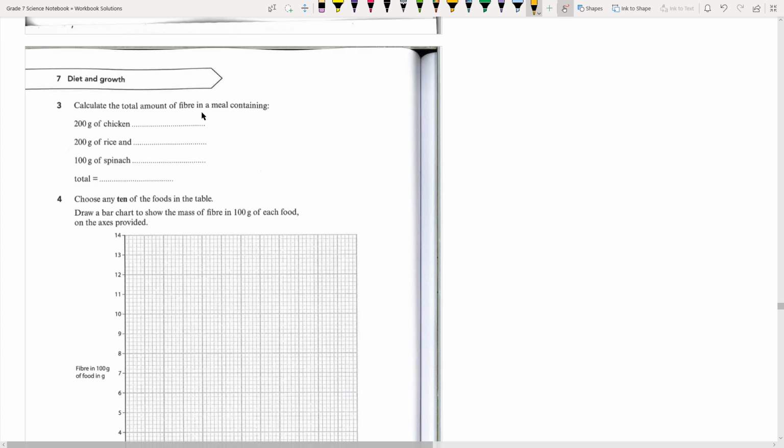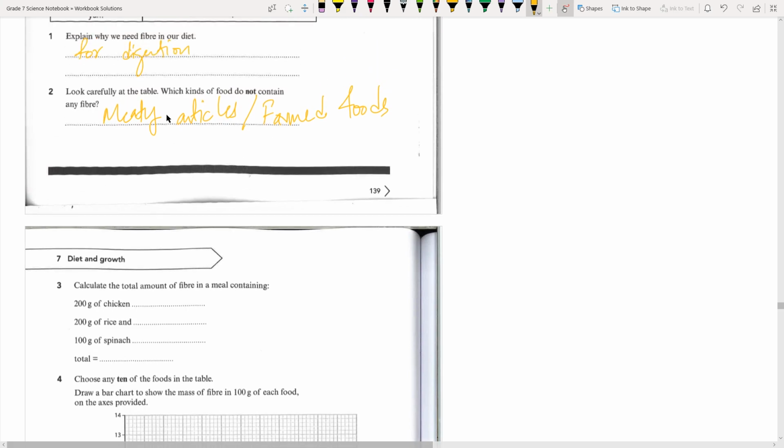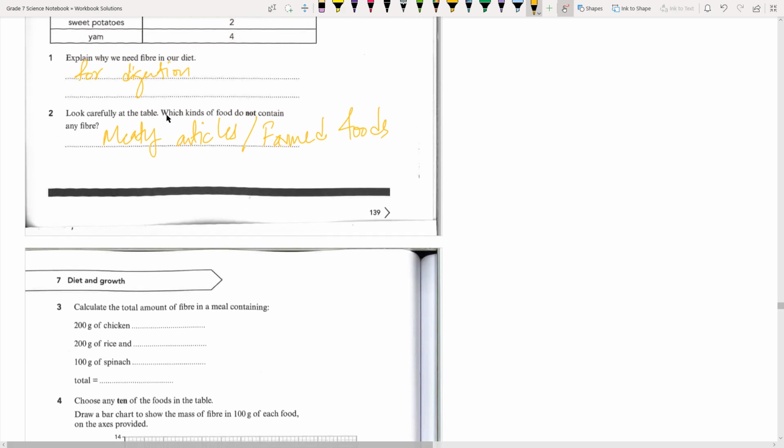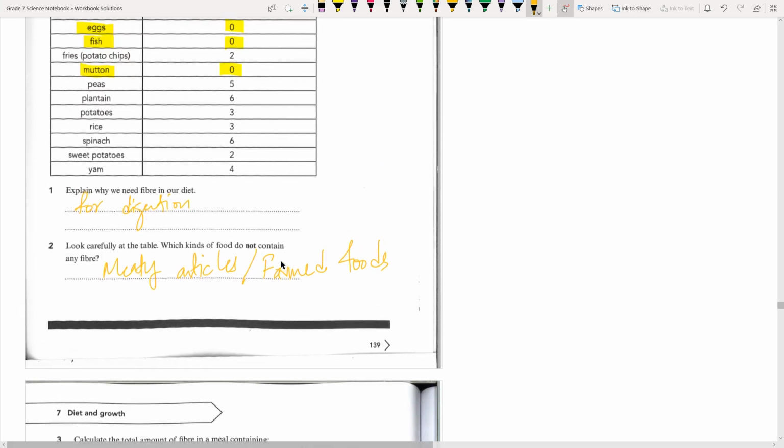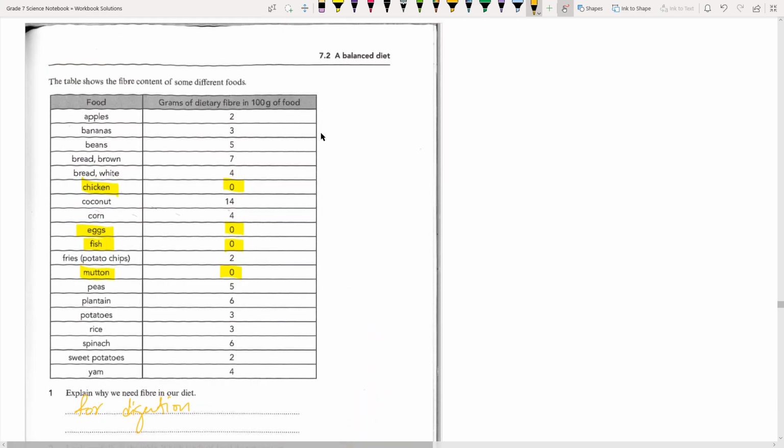Calculate the total amount of fiber in a meal containing 200 grams of chicken, right? Now this is a very simple question, right? Because we just found out that chicken has no fiber, so it's going to be zero, right? 0 grams. Now for rice, we need to look at the table that this is for 100 grams.